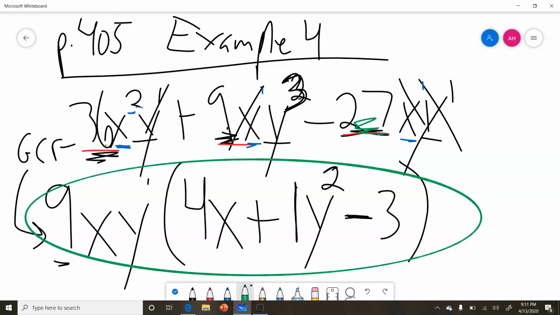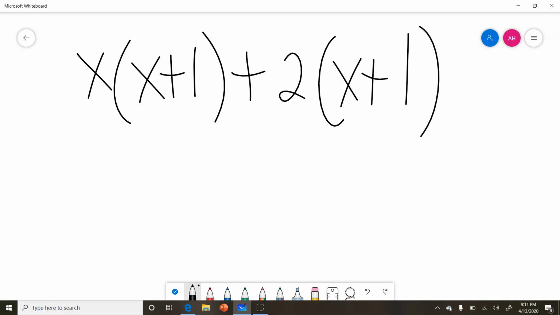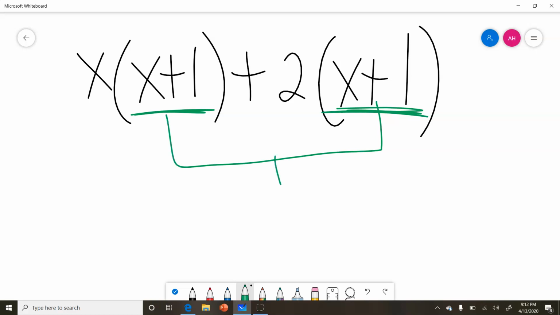Only other type of problem that you need to know for the homework, this one's very important. They give you an example of this, so I'm going to go over it, and then this video will be over. So we have something that looks like this. x times x plus 1, and then plus 2 times x plus 1. Now, as you can see here, these guys are the same. Okay, look at the green. They're the same. When that happens, all we do is we combine them into 1. So that equals x plus 1.